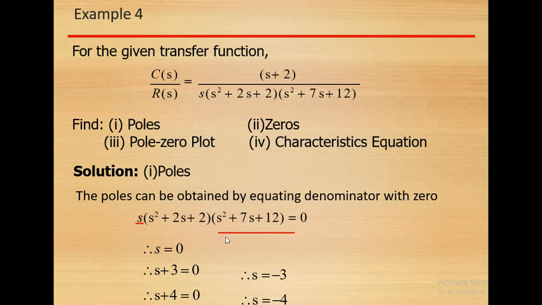Again I am repeating, the replacement of this whole bracket will be what? s plus 3 into s plus 4. I have written it directly here, since we have seen it previously. So initially we get the values s is equal to 0, s is equal to minus 3, s is equal to minus 4.